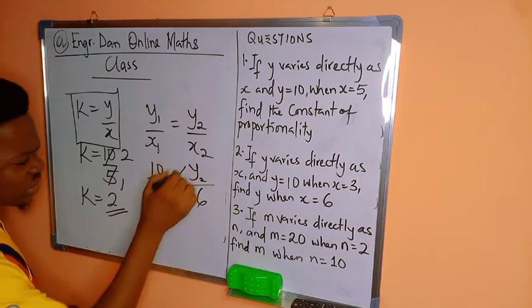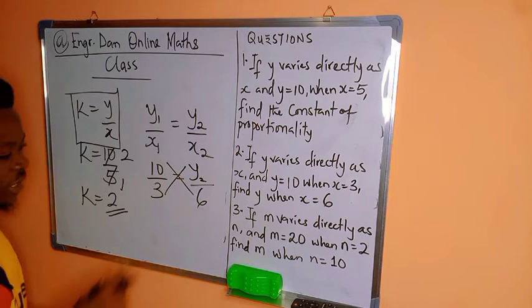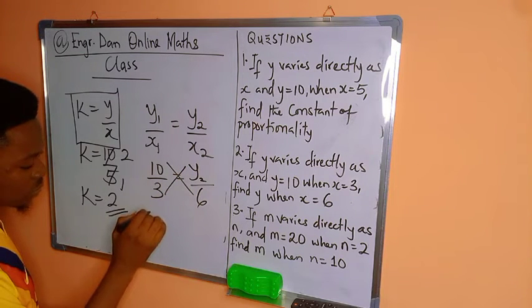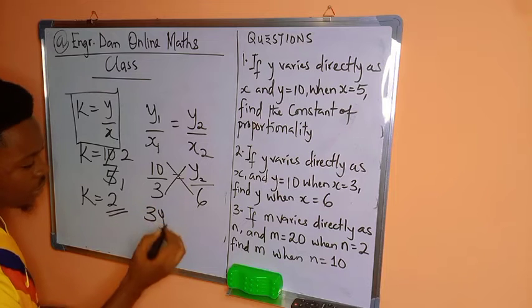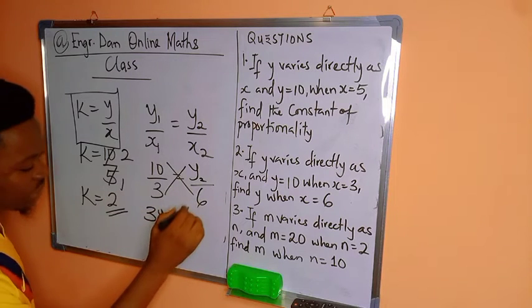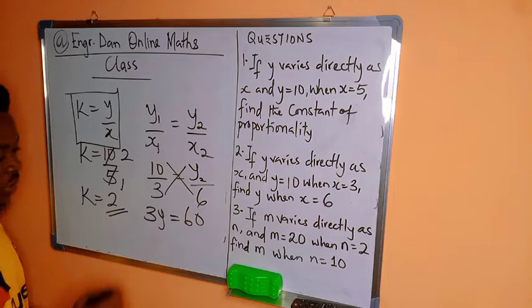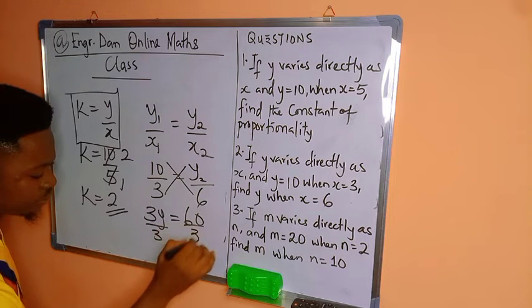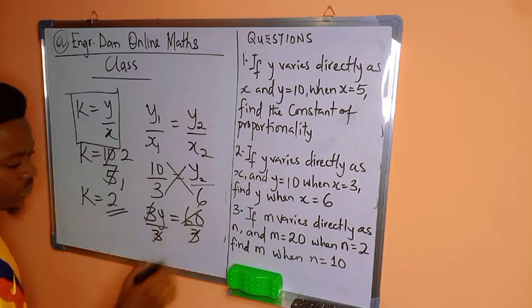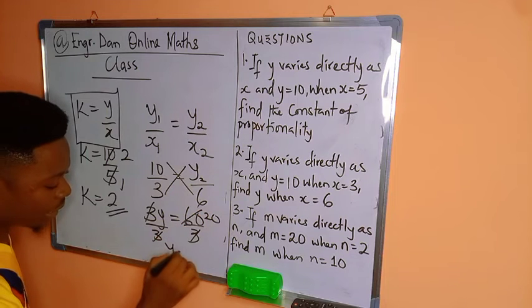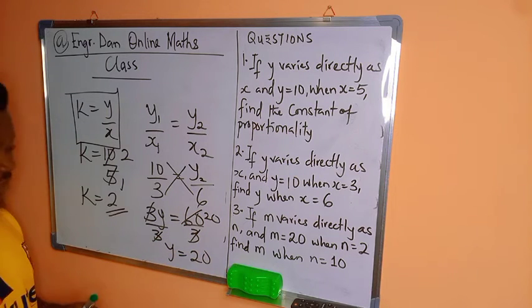So all you just need to do here is cross multiply. 3 multiply y2, that's 3y. Now 6 times 10 gives you 60. So divide both sides by 3. Here is 20. y equals 20. Easy, right? Very simple.